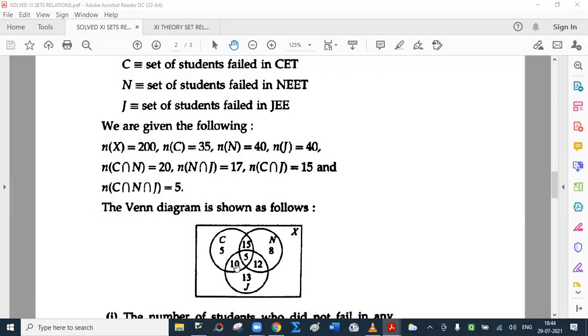Now tell me what is n of C? 35. But out of 35, see this is set C. Out of 35, 15 plus 5, 20, 20 plus 10, 30 are already taken into consideration. So only in C, exclusively C, 5. Similarly, this is 8 and this is 13.